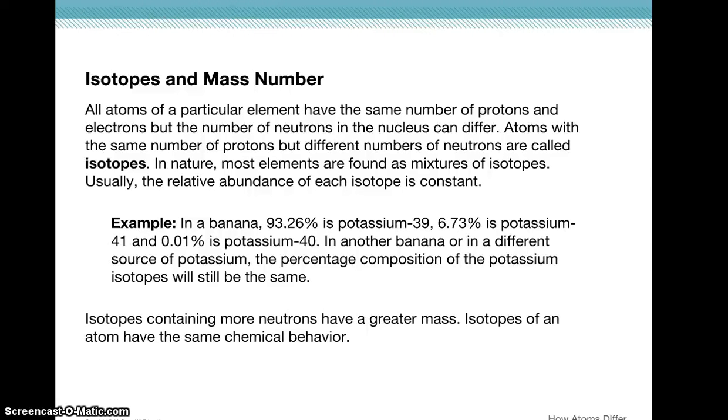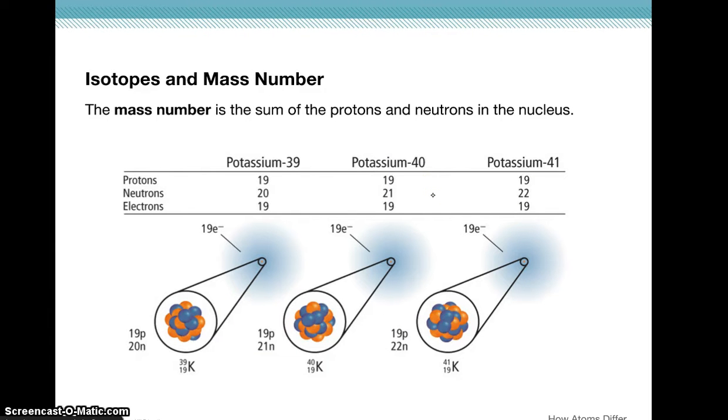For example, in a banana, 93.26% of the potassium is potassium 39, 6.73% is potassium 41, and 0.01% is potassium 40. So when you're looking at isotopes, you represent the isotope with the name of the element and then this number at the end. That number is called the mass number. The mass number is the sum of the protons and the neutrons in the nucleus. So in our example, potassium 39, the 39 is the mass number.